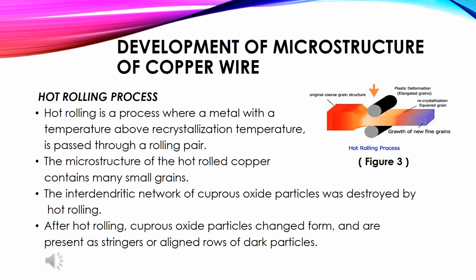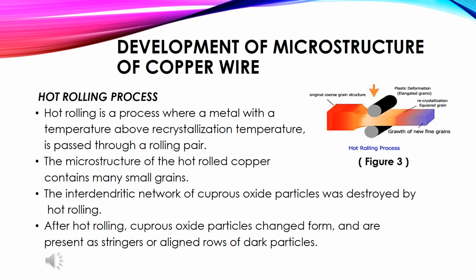First of all, hot rolling, which is a process where a metal at a temperature above its recrystallization temperature is passed through a rolling pair. When cast copper is hot rolled, the eutectic structure is completely destroyed. The microstructure of the hot rolled copper contains many small grains. Parallel straight lines extending across many of the grains are called annealing twins. They appear after a metal has been mechanically worked at a high temperature and deformed.